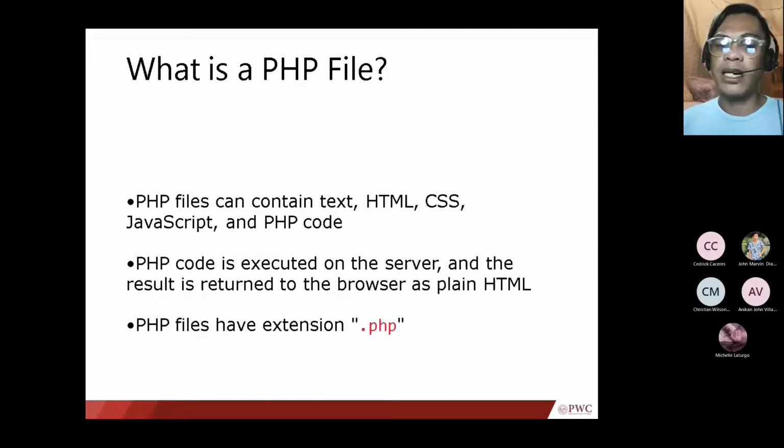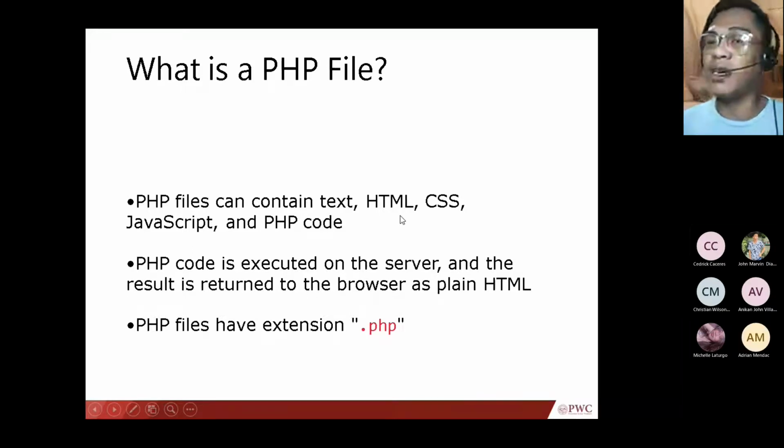Okay. Now, the file extension when we save the PHP file should always have the file extension .php. Okay. So we will no longer be using .html even if the structure is HTML. When we save the file, we will run it with .php. Okay. We will run this one as .php.